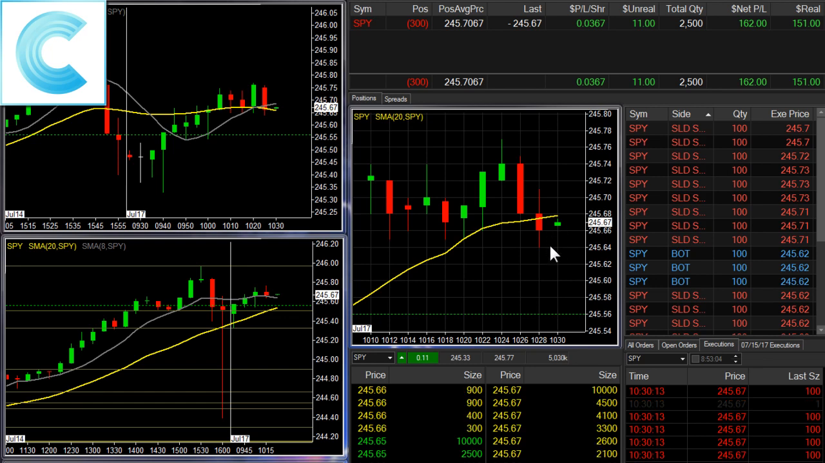If price comes back down to this area here, this range here, perhaps the 64s, I may consider letting go or covering 100 or 200 shares here. All right, here's the 64s.